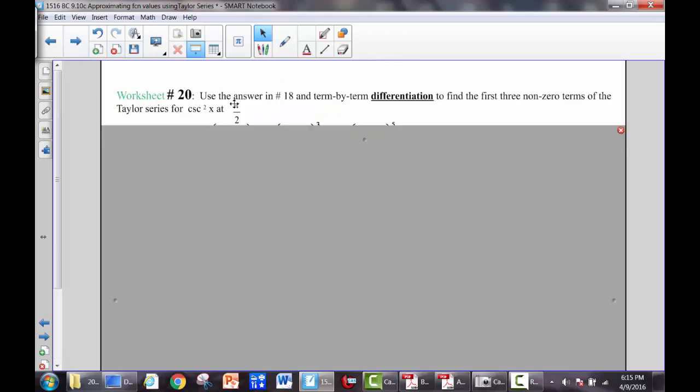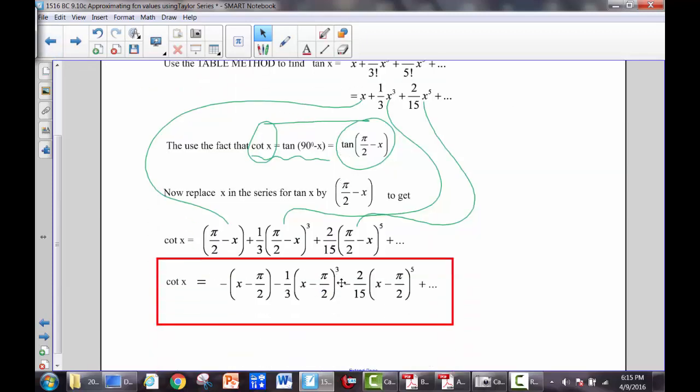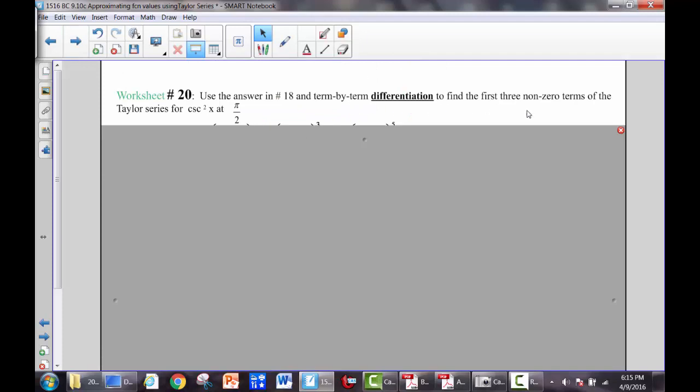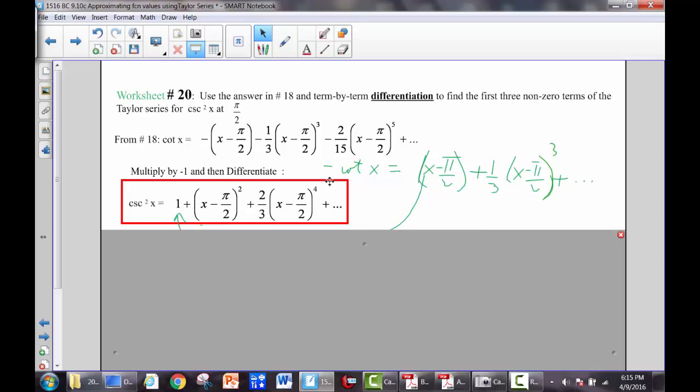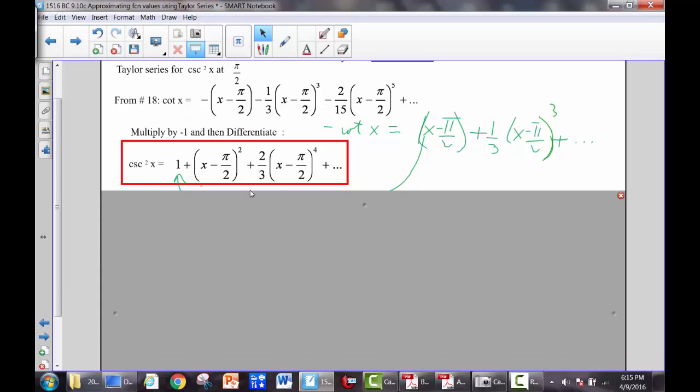And number 20, use the answer in number 18. So we have to have number 18, which is this answer right here, okay, for cotan x. And term by term differentiation to find the first 3 non-zero terms of the Taylor series for cosecant squared x at pi over 2. So this is what we got in number 18. What we're going to do is multiply by -1, because remember the integral of negative cotan will give positive cosecant squared. So I simply multiply by -1, which all that does is change these signs on the outside. And then I'm going to take that and integrate it, because the integral of negative cotan x dx is cosecant squared x. So I integrate this, I get 1.